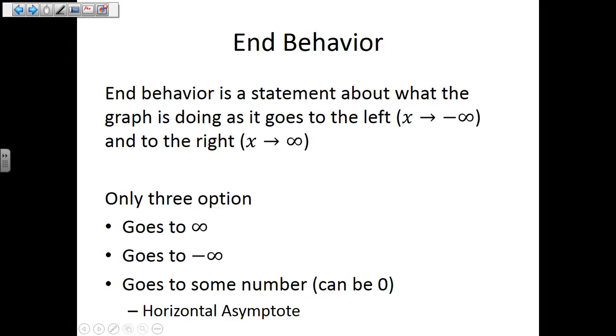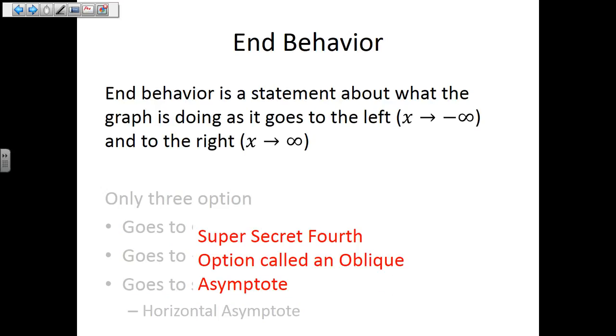Or it could be going to some number, and yes, that number can be 0, and that's what we explored in Algebra 2 when we were looking at horizontal asymptotes. A horizontal asymptote is end behavior. It's approaching some number as it goes to the extreme left or the extreme right. Now, there is a super secret fourth option that we're not really going to be talking about today called an oblique asymptote, but we'll save that for later.